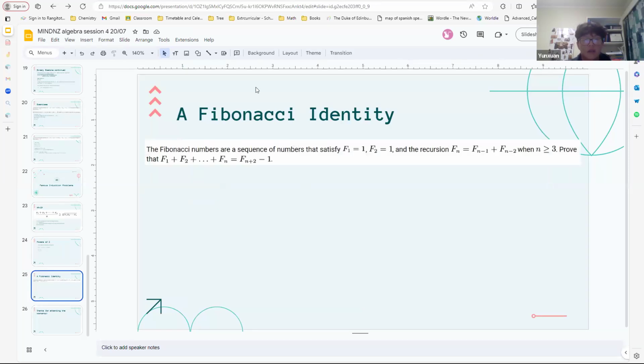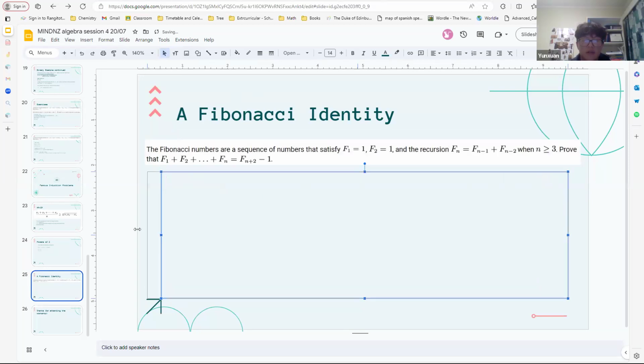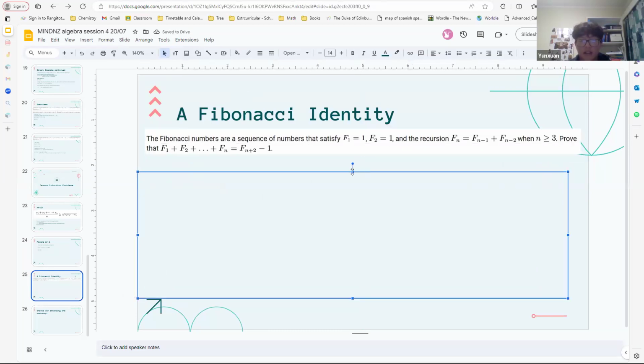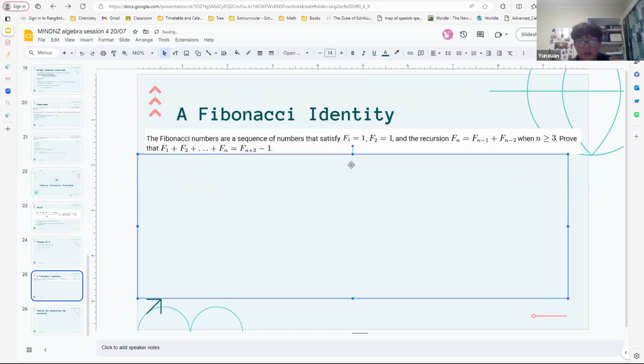Okay, this is another famous consequence of induction. I don't know if this needs induction, but it's faster with induction. So it's a Fibonacci identity. Does everyone know what the Fibonacci sequence is? Okay, the Fibonacci sequence is basically: the first term is equal to 1, the second term is equal to 1, and all the terms after that are the sum of the two previous terms.